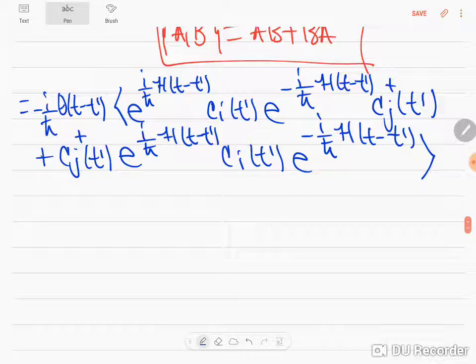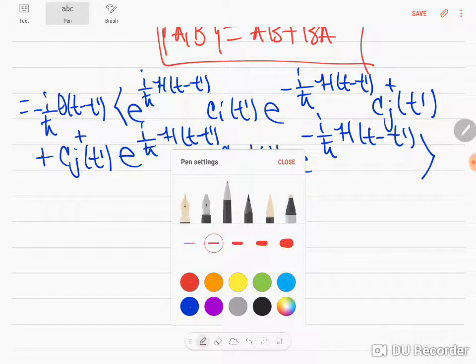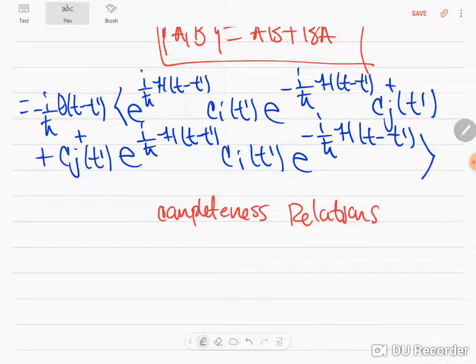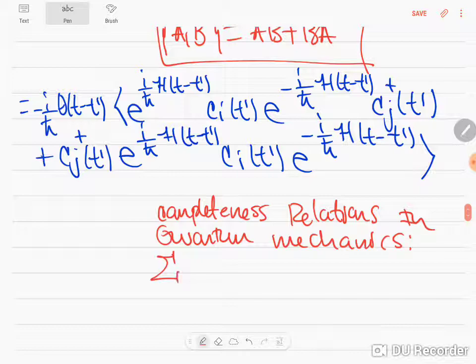So this is what we got so far. We haven't specified how we're going to calculate the expectation value. That's for later. Now I want you to recall the following: completeness relations in quantum mechanics, and specifically in the Fock basis. It says that the summation over m of the ket times the bra of m is equal to 1.